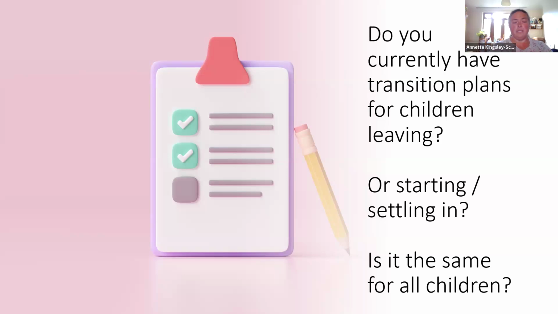Cool. So this is just a rhetorical question, just to have the self-reflection for a bit. So in your setting, do you currently have transition plans for children leaving or starting and settling in? And is it the same for all children? Or do you have an element of flexibility and adjustment if it's not working and it needs a bit of tweaking?